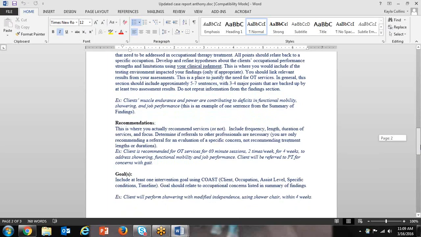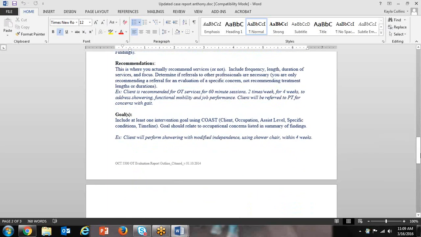The recommendation section we already worked on in the verbal report, and this is where you are telling us, do you recommend services or not? How long, how many times per week, how long per session are you going to be recommending those services for, and what's the focus? You should also determine if there needs to be a referral to another profession.